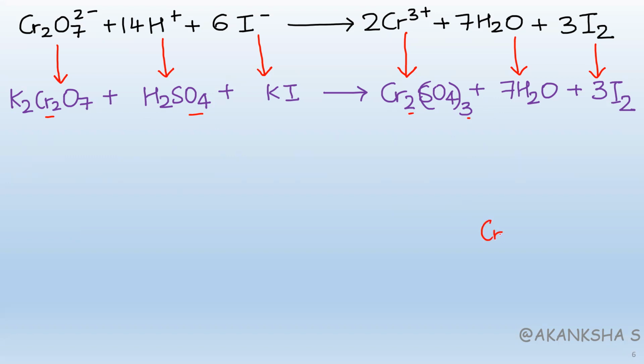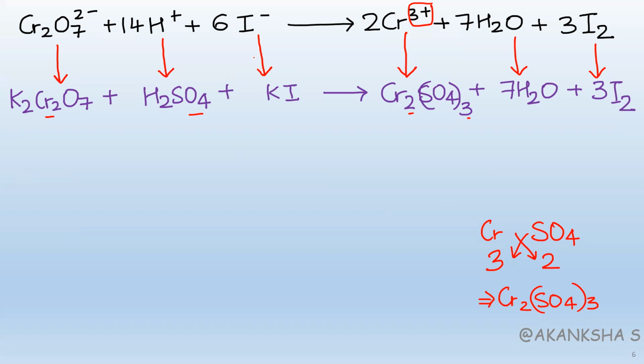Notice, chromium state we have taken is +3, meaning we need to write 3 below it. Sulfate has a charge of -2. While allocating the numbers in a formula, we do not put plus and minus, okay? Cross multiply. You remain with Cr2(SO4)3, dichromium sulfate.